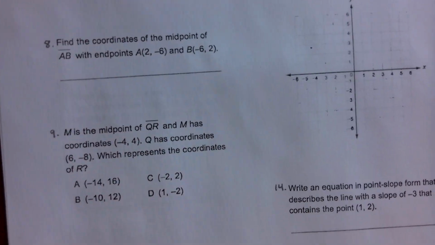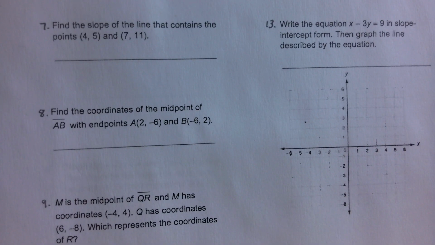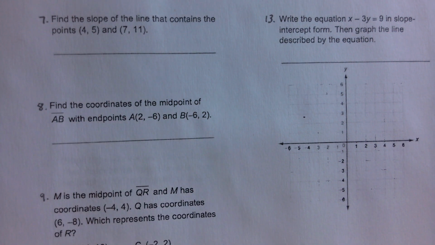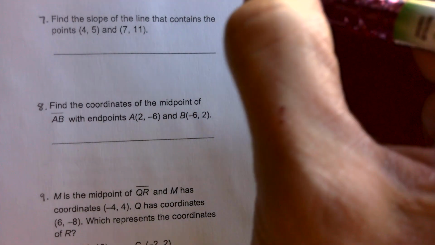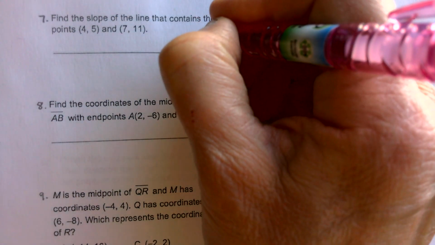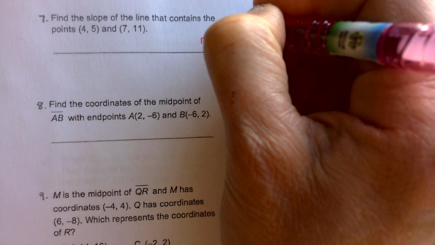Let's go on. All right, find the slope of the line that contains this. Oh, well, that's easy, right? That's just another slope like we just did. So we need to do change in y over change in x. So I'm going to put that formula here again.